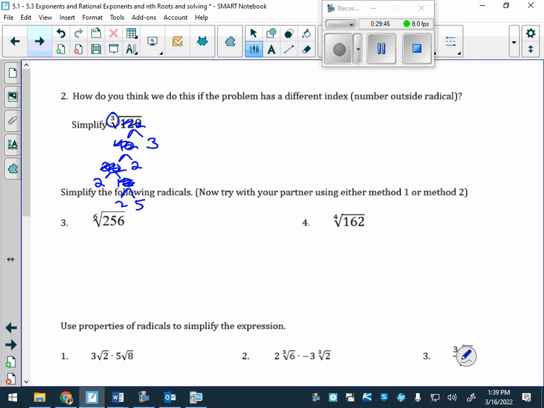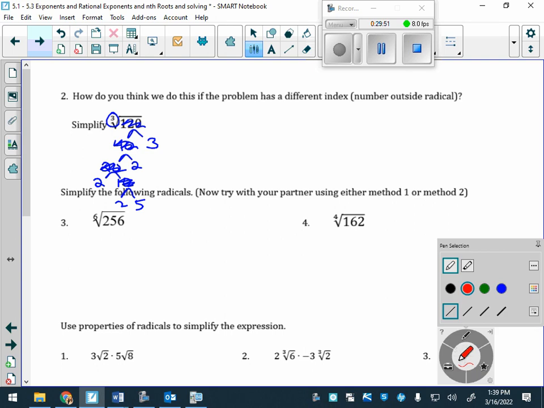So I broke this down into prime factorization. Now I'm looking for 3 of a kind. Do you see 3 of a kind? Which is 2. 1, 2, 3. So a 2 comes out. What is left inside?